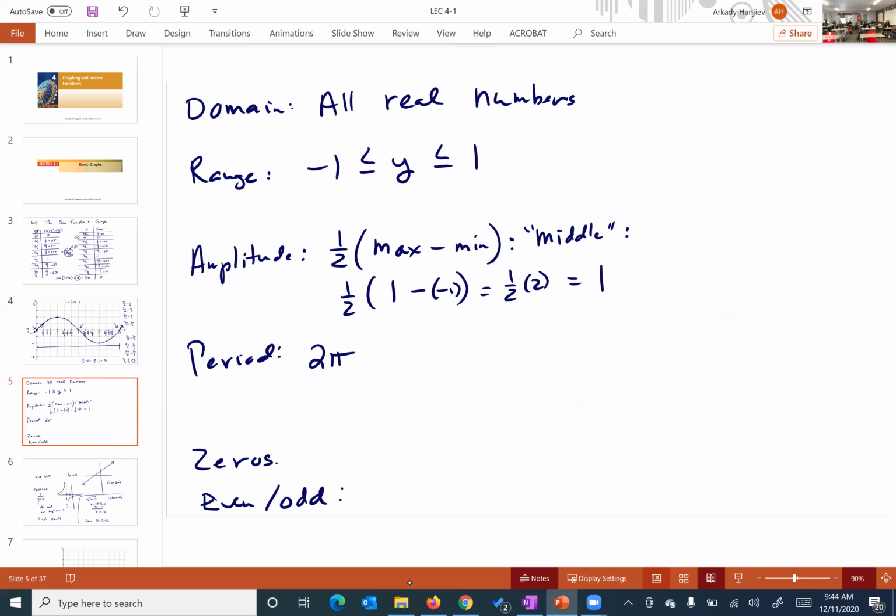I know we're almost at time. So what are my zeros? Here's how we write them. The zeros are x is equal to k pi, and then we have to define what k is. k is an integer.